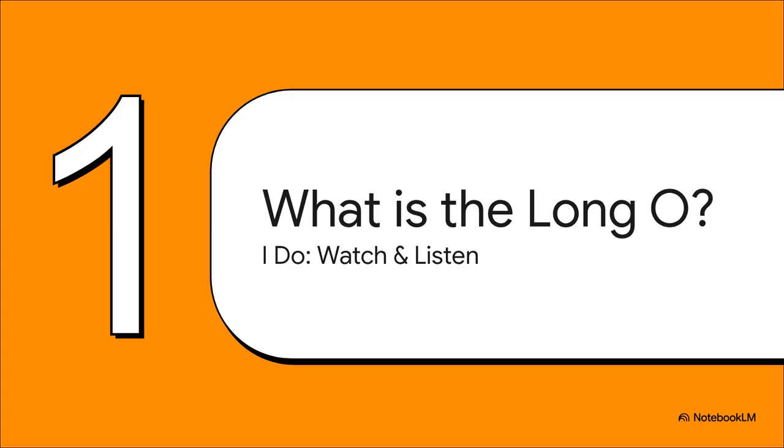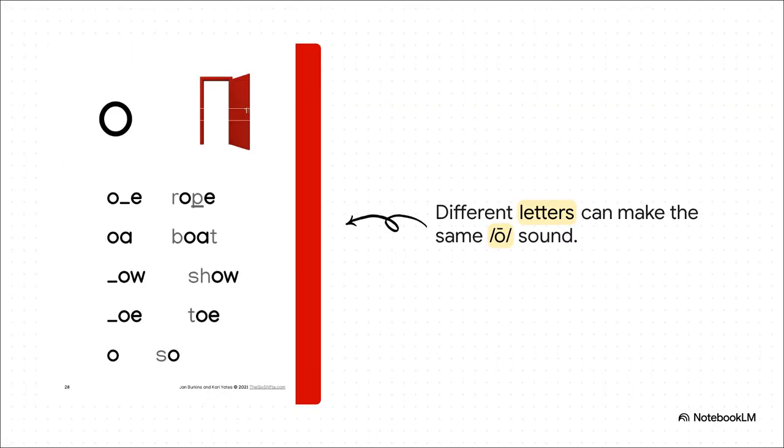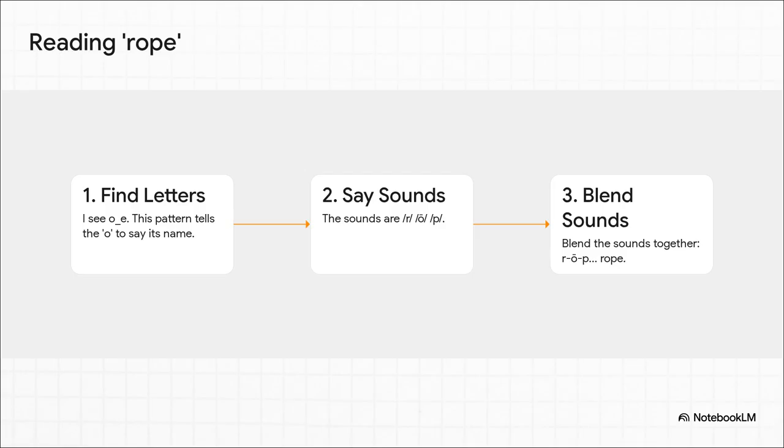For this first part, it's my turn. I'm going to show you exactly how I do it. So just sit back, watch, and listen up. Okay, now here's where it gets kind of interesting. English can be a little tricky, right? Different groups of letters can actually make that exact same O sound. Like you'll see an O with a silent E at the end, or you'll see the letters O and A working together. We've also got OW, OE, and yeah, sometimes just the letter O, all by itself, will say its name. Pretty cool, huh?